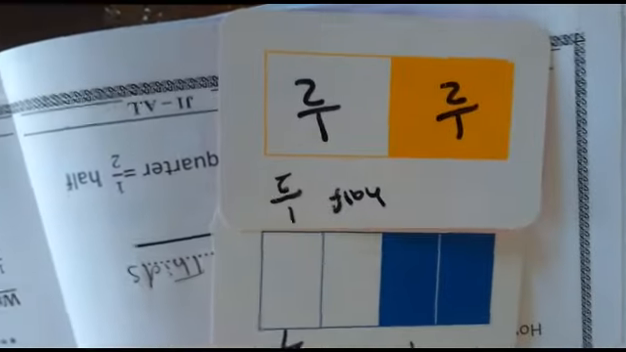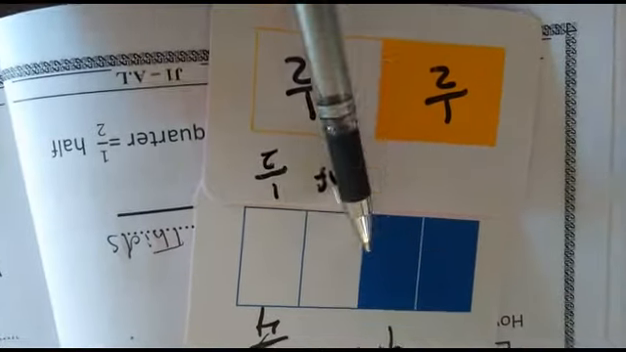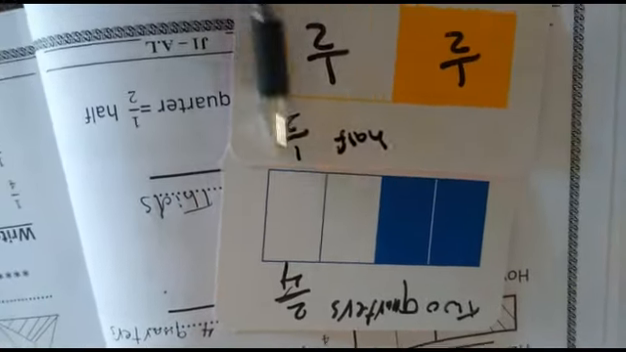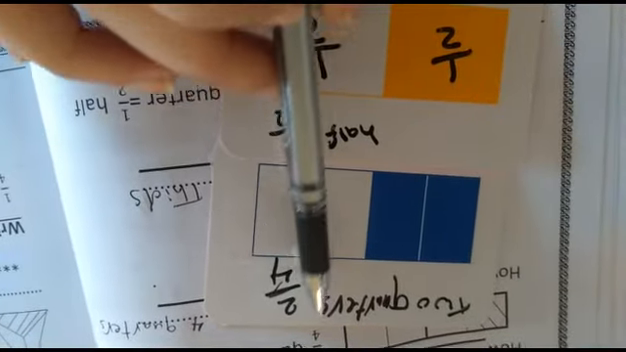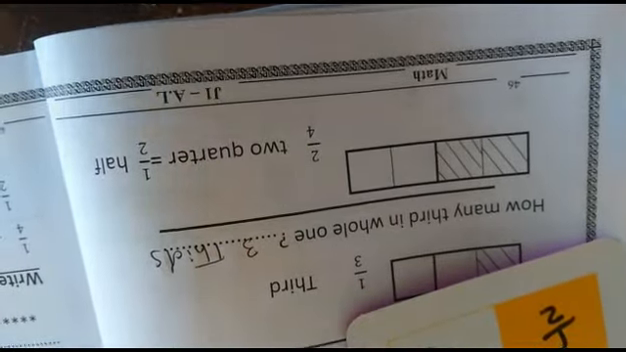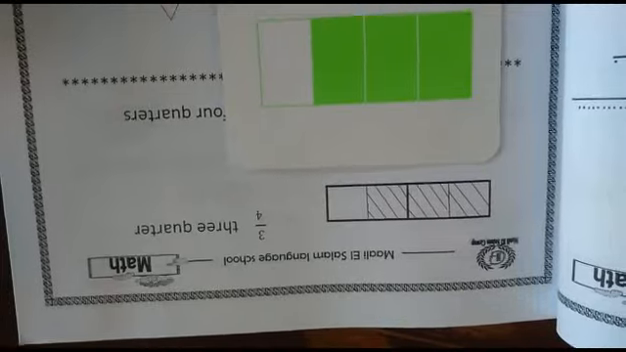What's the difference between the two fractions? Here, what is equal, junior 1? It means what? Half equals what? Equal 2 quarters. Like this. Here, 2 quarters equal what? Equal half. The next page.